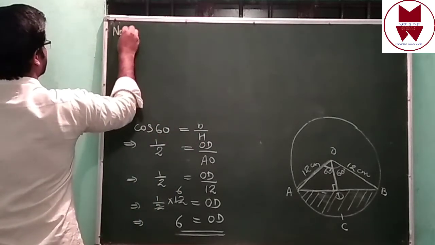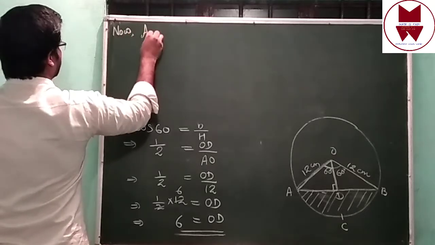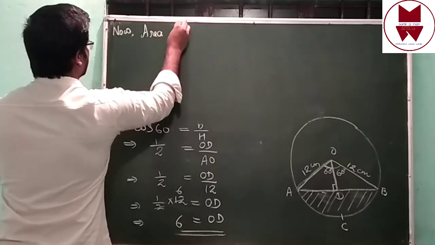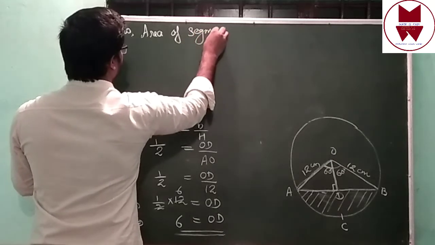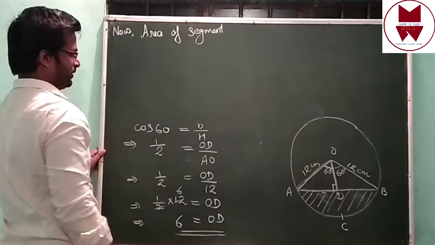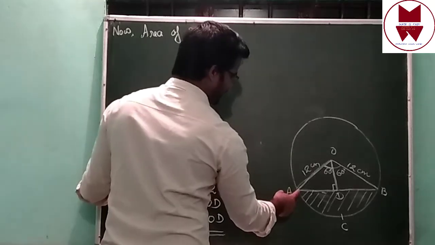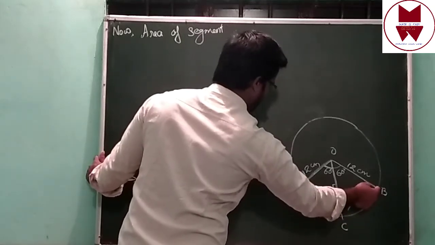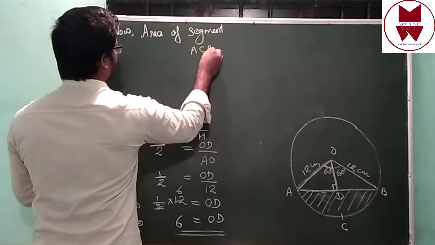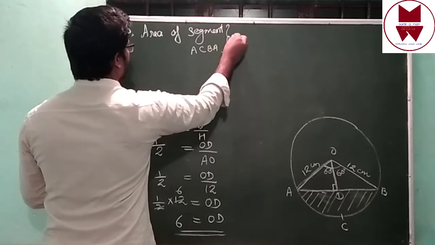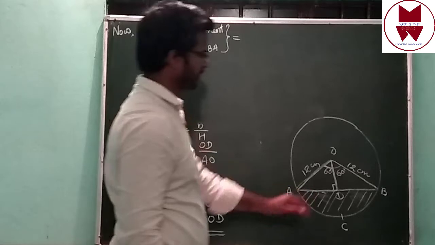Now, area of segment. Which segment? What is the name of the segment? A, C, B, A. That is the name of our minor segment. This is a minor segment only.